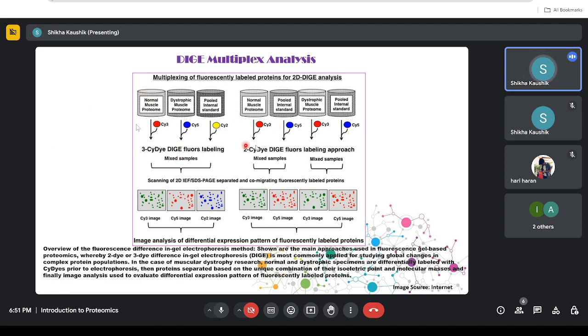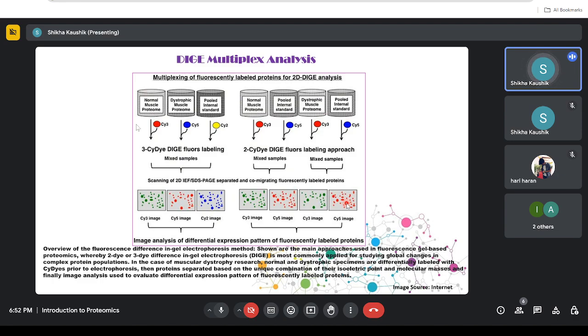In the case where they are using 2, they are using normal muscle proteome and then a pooled internal standard with a different dye, and then you have dystrophic muscle proteome and then the pooled internal sample. So they're just using 2 dyes. One is normal, one is dystrophic. Okay, and then they are mixing these samples. This will run on a different gel, this will run on a different gel, and then once they are run, they will capture the image and try to overlay them on each other to know what all proteins are present in the normal one and what all proteins are present in your dystrophic muscle proteome.